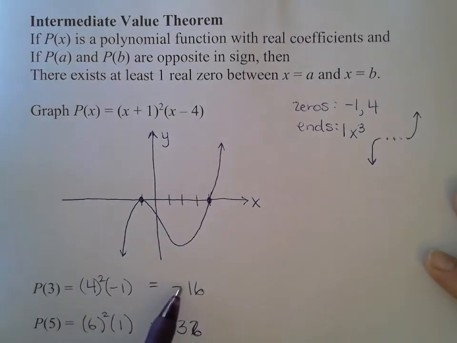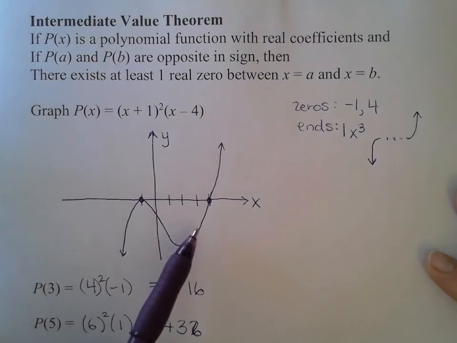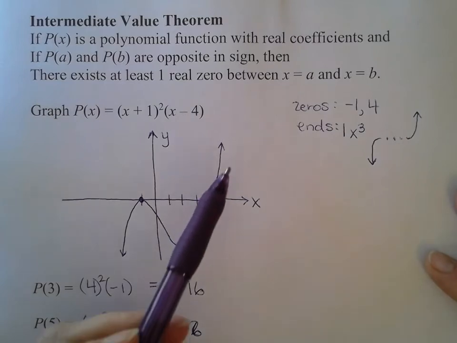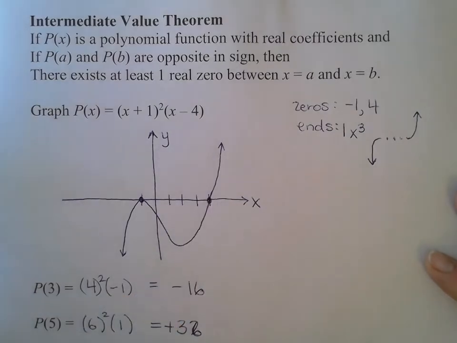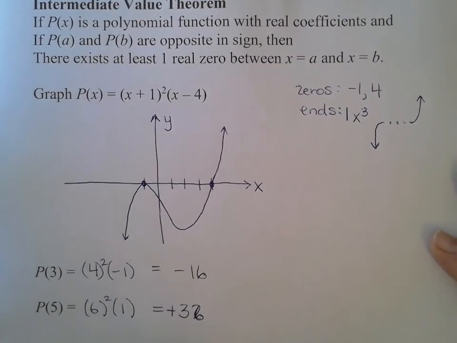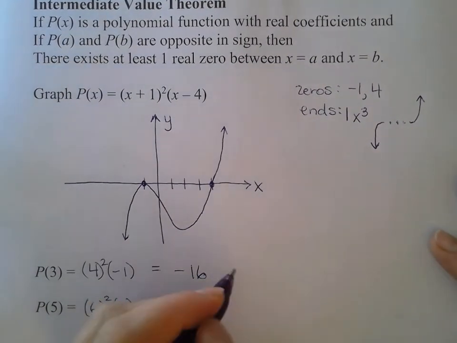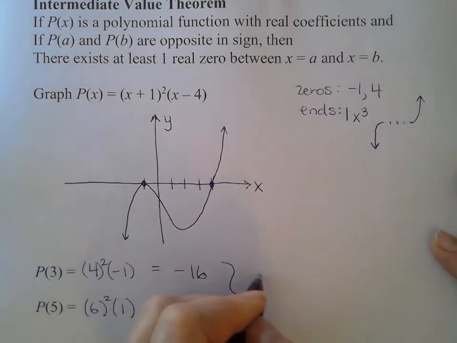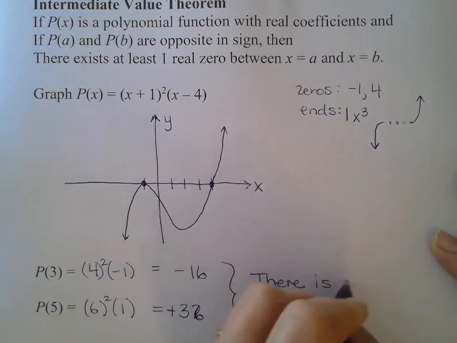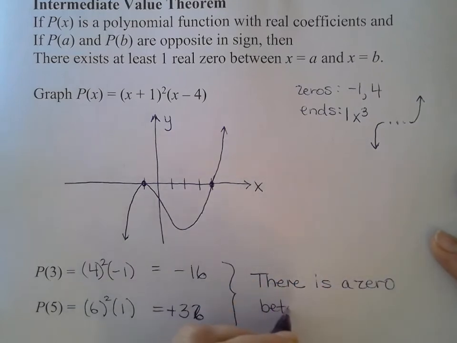Okay, so notice I'm changing sign. I'm going from below the x-axis to above the x-axis. And in order for that to happen, I must have crossed the x-axis somewhere in the middle. So this theorem says, hey, there is a 0 between x equals 3 and x equals 5.